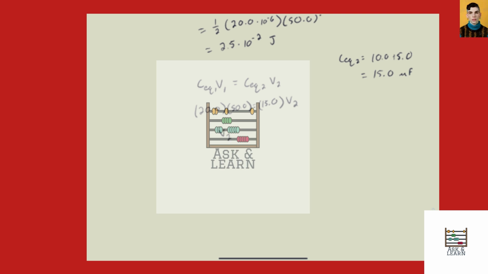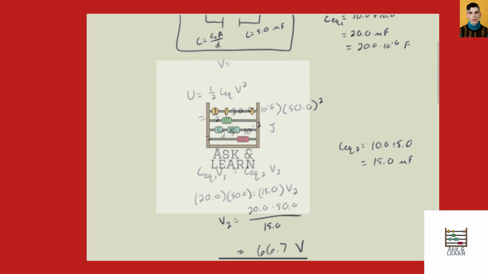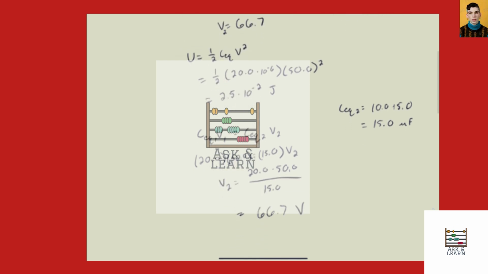So V2 is 20 times 50 over 15. So now we have 66.7 volts. So the potential difference increased. Now this is 66.7. V1 was 50.